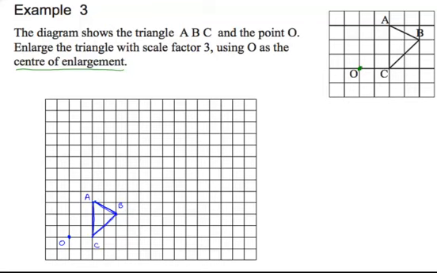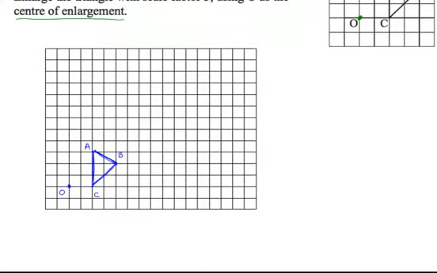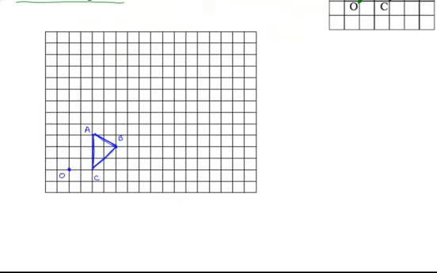So we're going to use a scale factor of 3 to make this triangle bigger. And so we don't just triple each side to make it bigger. We're specifically talking about O as the center of enlargement. So what this means is that's where everything's going to sort of enlarge from, if we can picture that. And I'll do it, and then hopefully we can see what I've done.